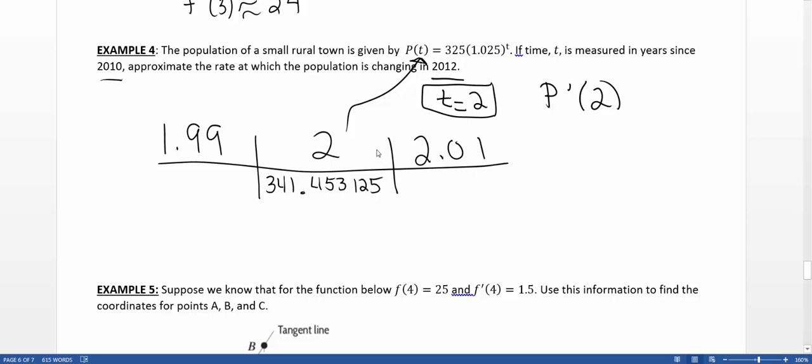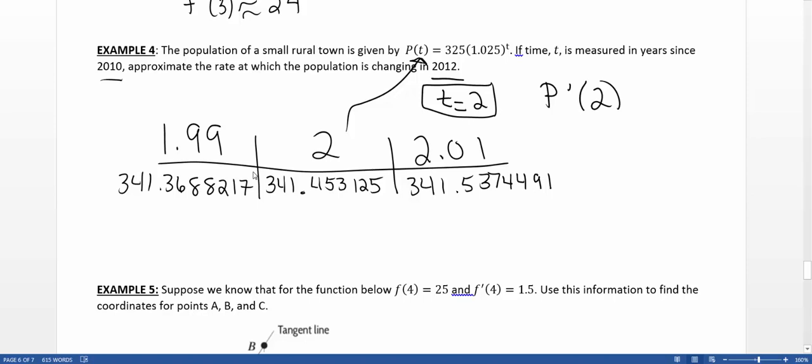453,125. And again, I'm electing to keep a lot of decimals here because exponential functions are a little temperamental. So the more decimals I can keep, the better. That's how many my calculator reported to me, so I wrote them all down. When I plug in 2.01, I get 340.5374491. And when I plug in 1.99, I get 341.3688217.